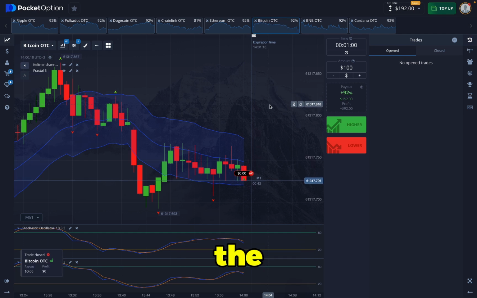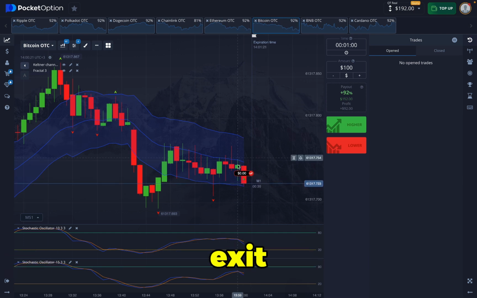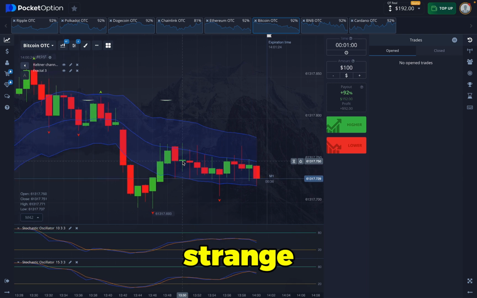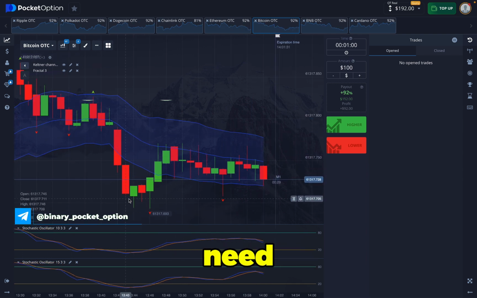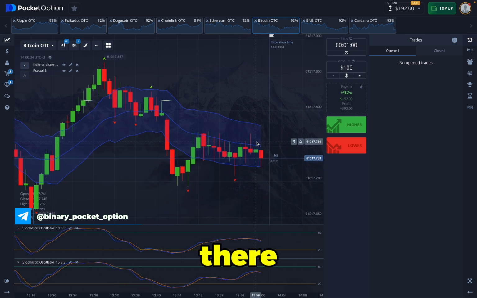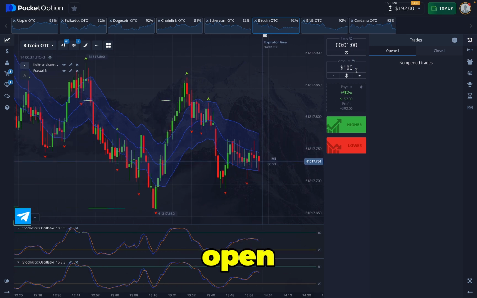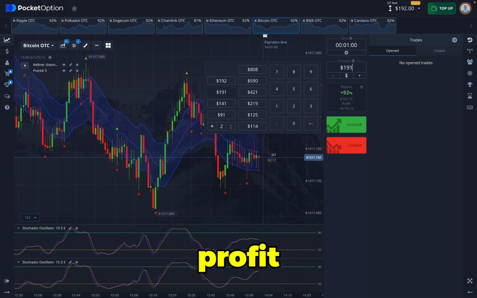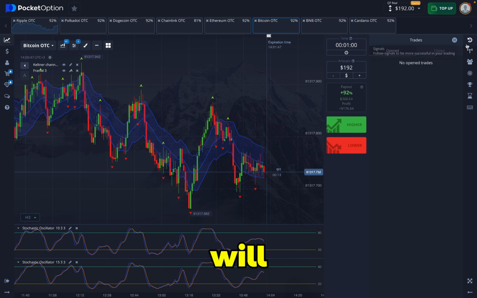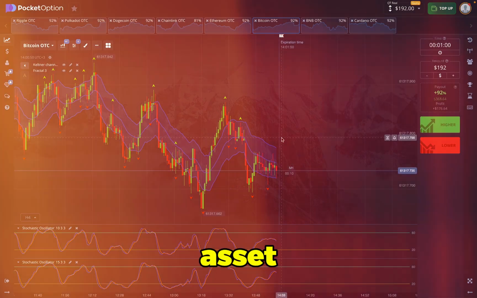And literally at the end of the transaction, there is an impulsive exit downwards. A very strange volatility is present in this section of the movement. And probably I did not need to open a deal here. So far, there is no stability in the movement. I will open the next transaction for the maximum balance amount to make a profit. Let's continue. And I will select the next crypto asset.